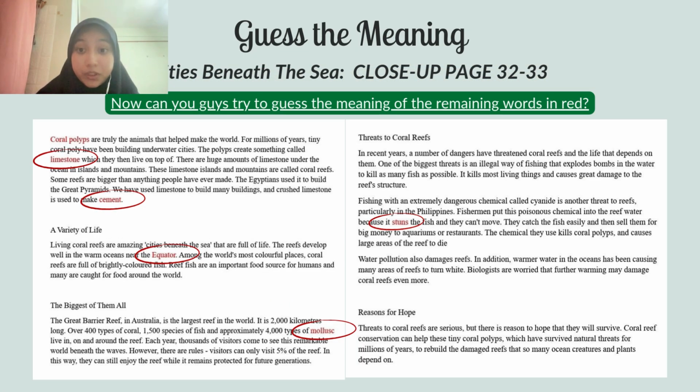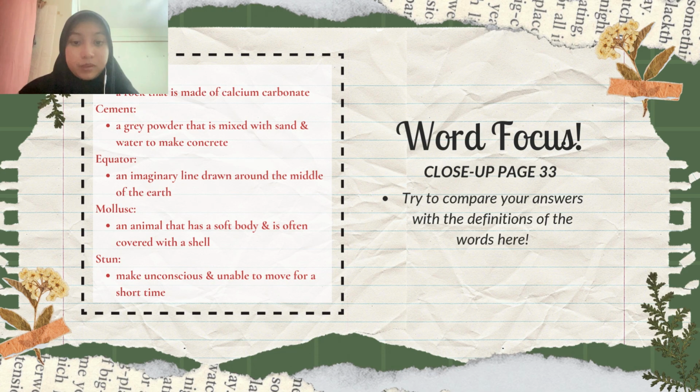Now it is your turn to find out the meaning of the words that are highlighted in red, such as limestone, cement, equator, mollusk, and sunlight. Now that you have found the definitions that you've guessed for the highlighted words, it is your turn to compare your answers with the real definition of the words itself.